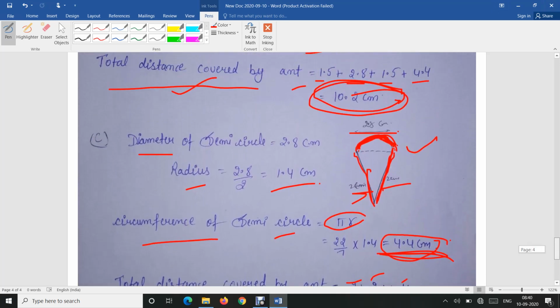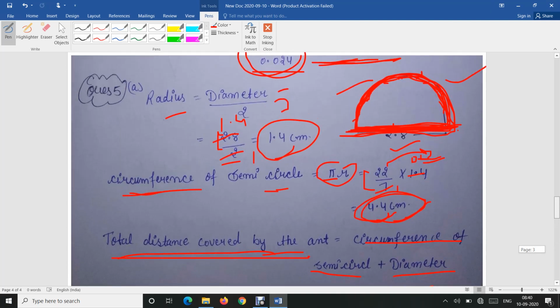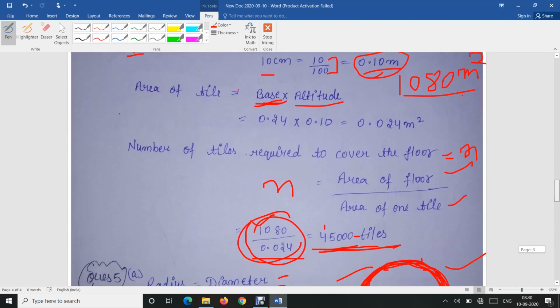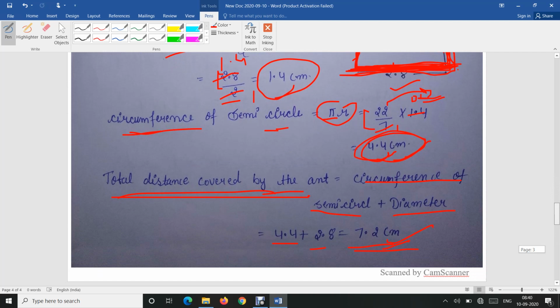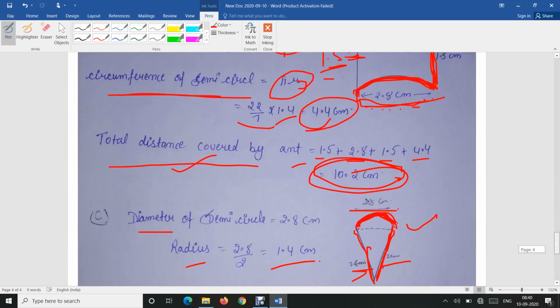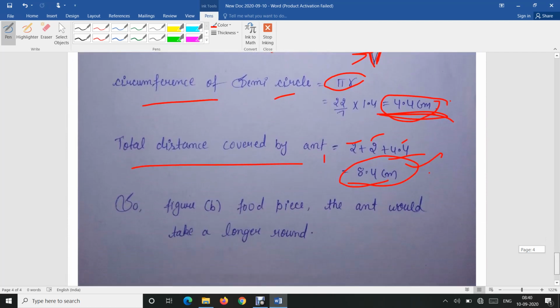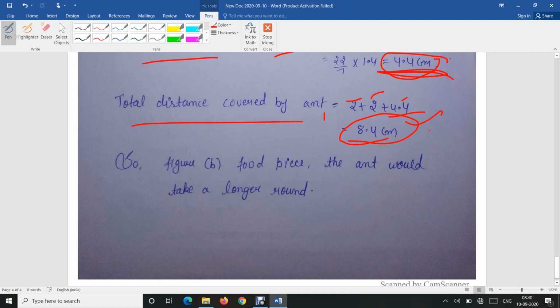Now in the third case 8.4, in the second 10.2, and in the first 7.2. Obviously 10.2 centimeter is more than 8.4 and 7.2, which is the total distance covered by the ant in the second case. So obviously for figure B food pieces, the ant would take the longer round.